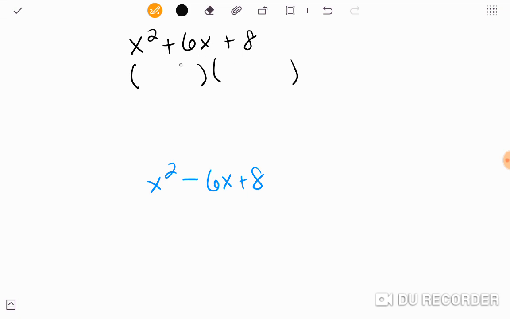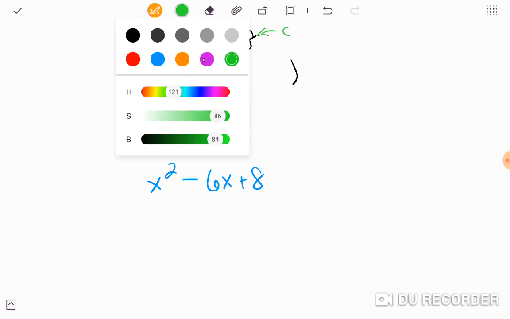Another thing that both of these parentheses need is our variable. In our examples today, our variables are all going to be x's. So both of these parentheses get an x, because when you FOIL and multiply the first terms, you get x times x, which is always going to be x squared. Now remember our rhyme: factors of C, add to get B.